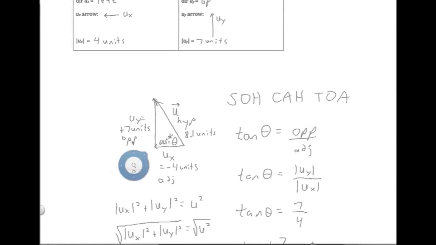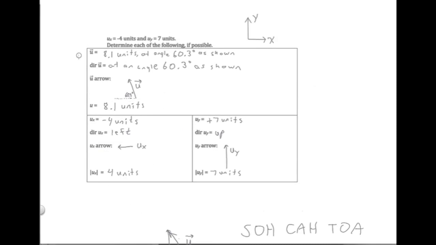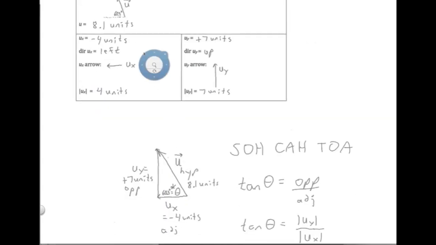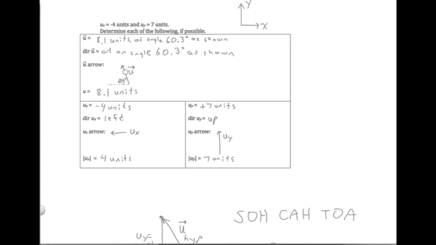Also, we saw how you describe the direction of the overall vector. You usually describe the direction of the overall vector in terms of an angle. We can describe the directions of the components just with a plus or a minus, but we can't just use a plus or a minus for the overall vector. In fact, notice we didn't use plus or minus at all for the overall vector. Instead, we specified its direction using an angle.